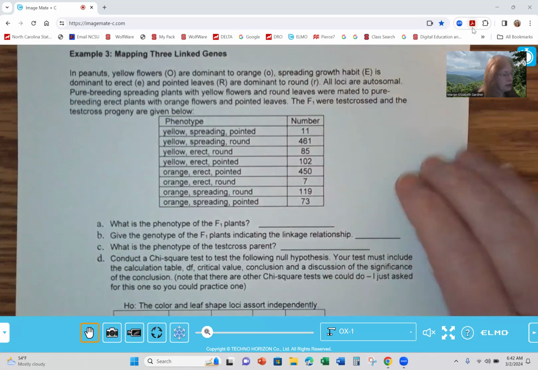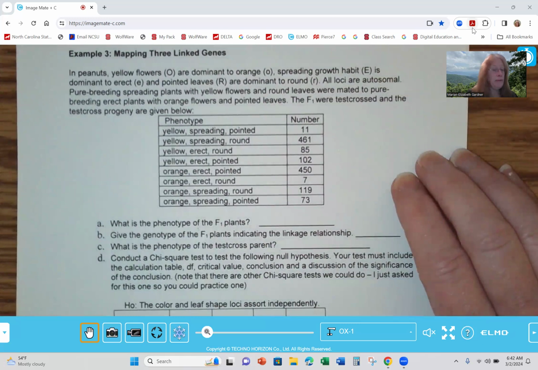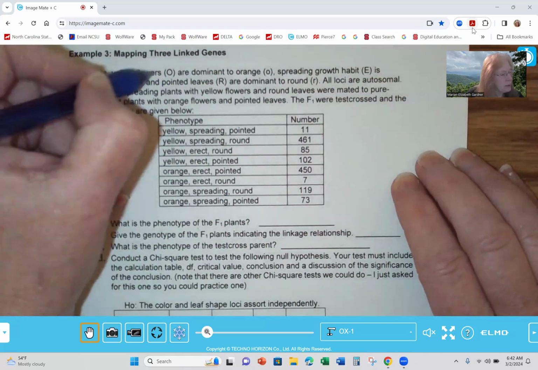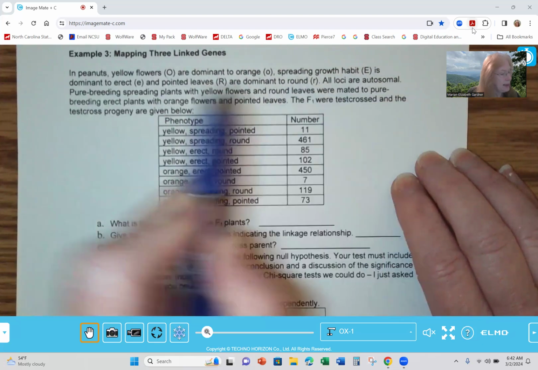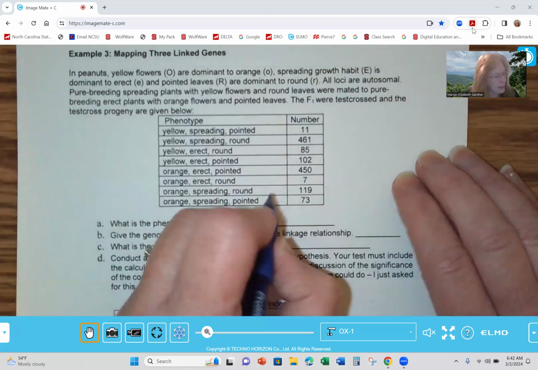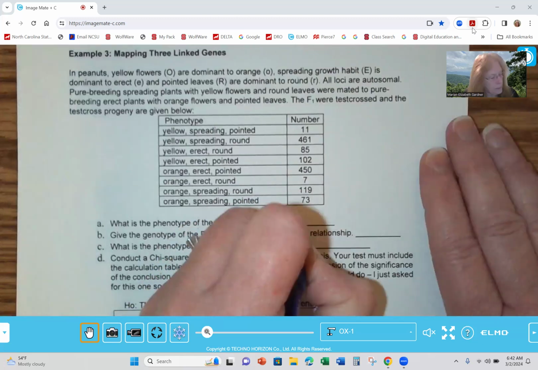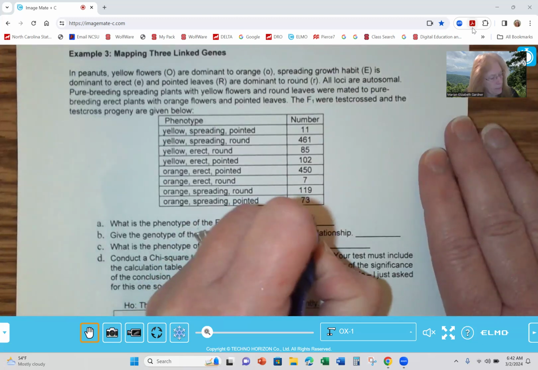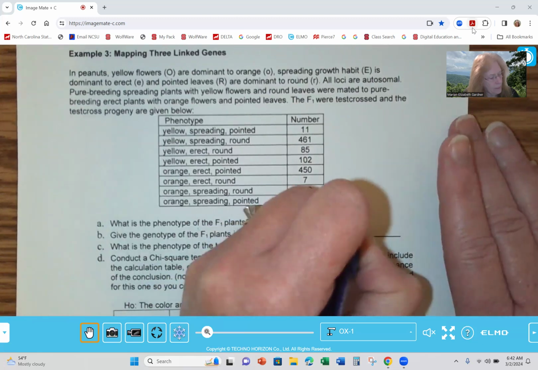Our first question was, what is the phenotype of the F1? The F1 show whatever's dominant. So yellow is dominant, spreading is dominant, and pointed is dominant. So they will be yellow, spreading, and pointed.